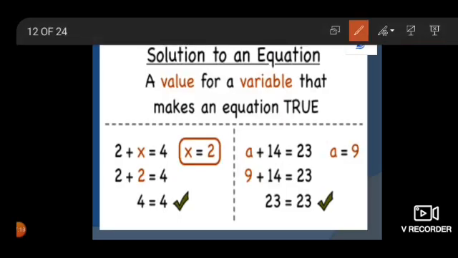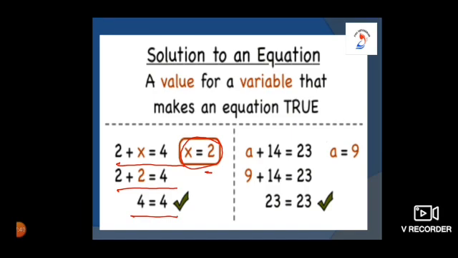We will discuss another example here. I have given you the example 2 plus x is equal to 4. So if I substitute the value for x as 2, it will be 2 plus 2 is equal to 4. So 4 is equal to 4. Both your left hand side and your right hand side are equal. So this value 2 is called the solution to the equation.